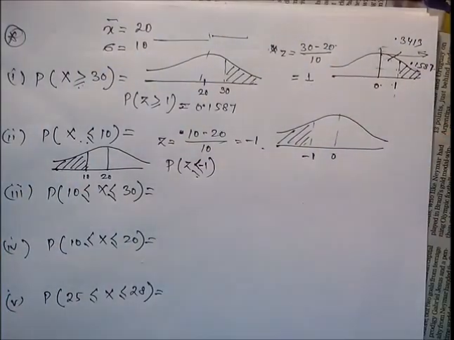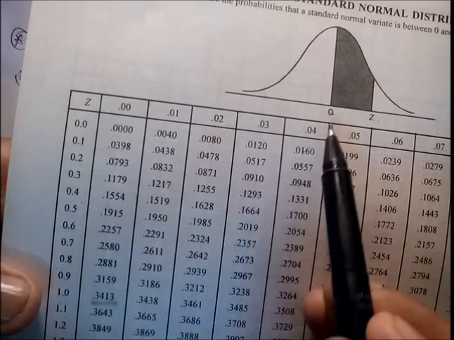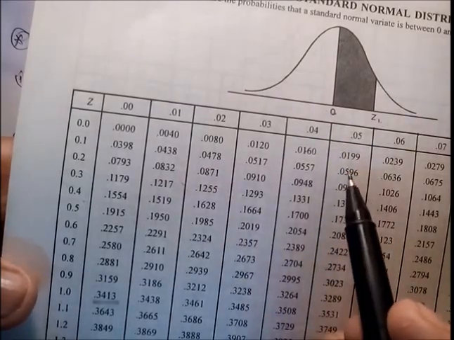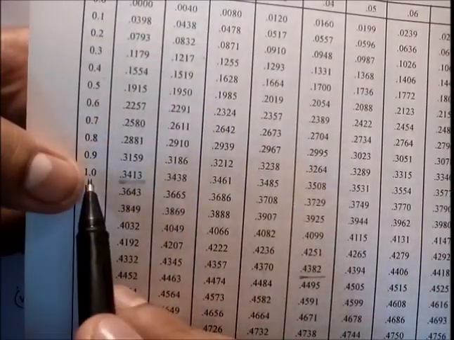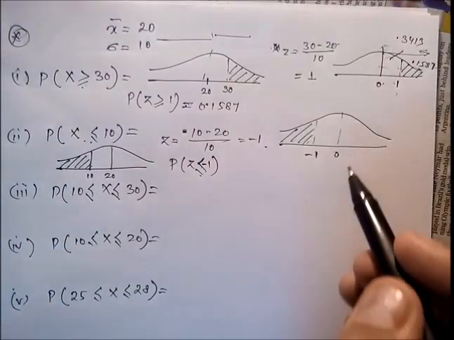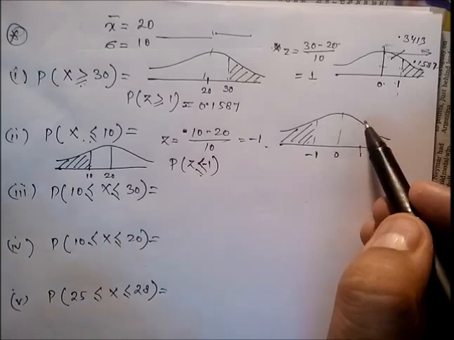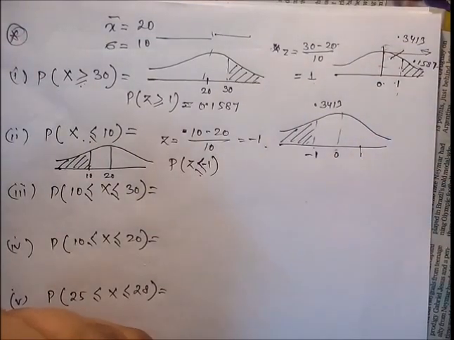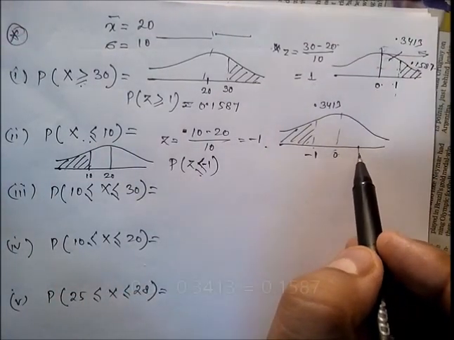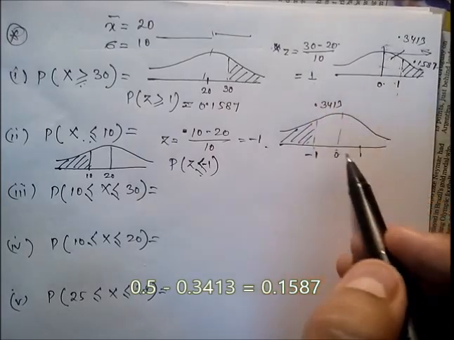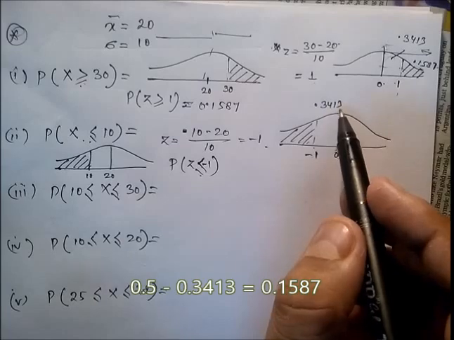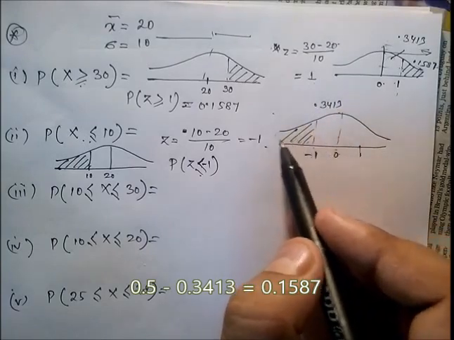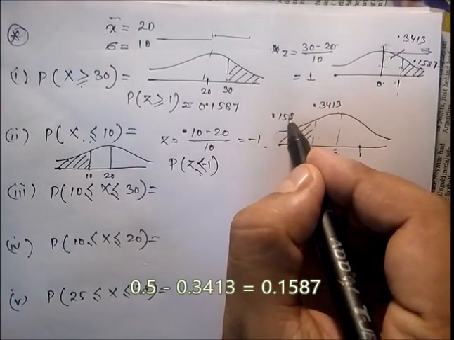Now you can see in this table the values are only from 0 to z. Suppose you want to identify 0 to -1, how to know this? Already you know 0 to 1 is 0.3413, and since the normal curve is symmetric, 0 to -1 is also 0.3413. Left portion is 0.5, from 0 to -1 is 0.3413, so this particular part is the same as 0.1587.